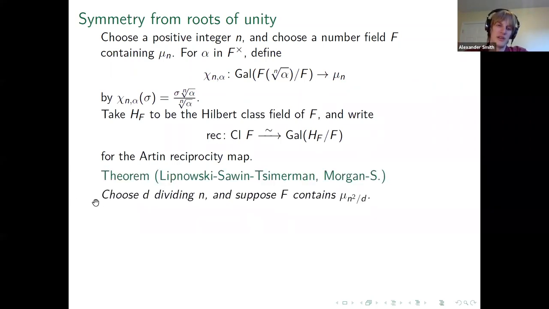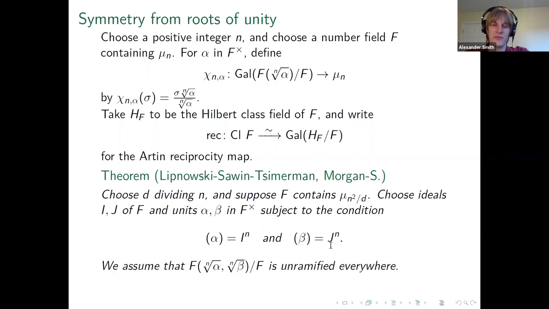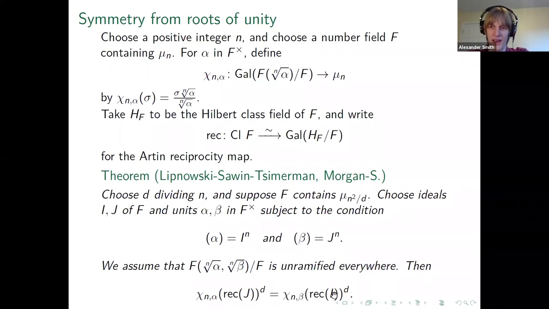So if we suppose that F contains mu_{n^2/d}, and we choose ideals I and J of F and units alpha and beta subject to these relations, and if alpha and beta correspond to an everywhere unramified extension, then we have this reciprocity result. We apply chi_alpha to J, and it should equal approximately chi_beta of I, once we take these powers.